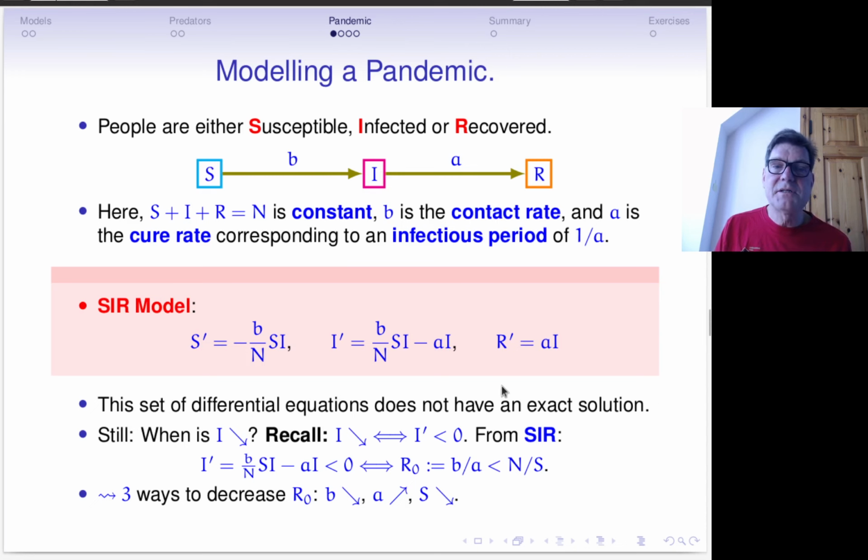Increasing the A rate is, in this model, the same as shortening the infectious period, which would call for some kind of cure. Or one way to improve the situation here is to decrease the S number, to have fewer people susceptible, and that's something that can be achieved by way of vaccination.